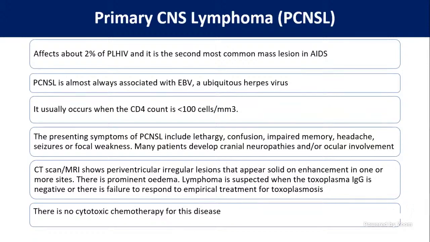And of course, you may think it is toxoplasma, you may think it is tuberculoma, but when they fail to respond to toxoplasma therapy and it's still there, and the patient has features of raised ICT, you should think it is primary CNS lymphoma. There is no chemotherapy available for this, and resection has to be done for primary CNS lymphoma. Next.